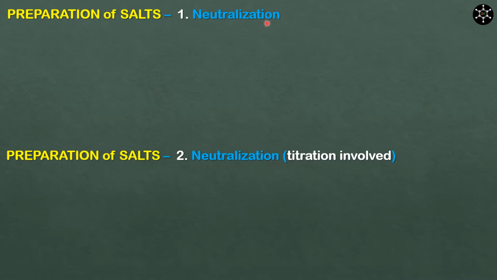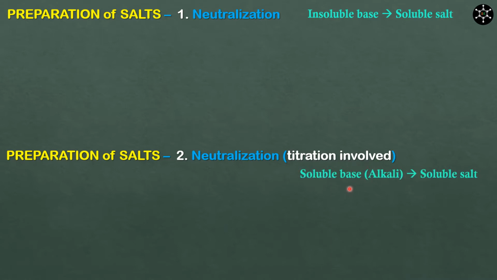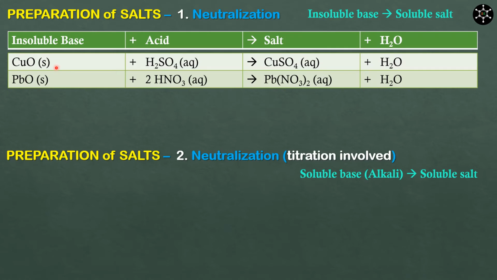Simple neutralization involves the conversion of an insoluble base to a soluble salt upon treatment with an acid. Under the titration method, we will be considering a soluble base, also called an alkali, which upon treatment with acid forms a soluble salt. As an example, we know that oxides of copper and lead are insoluble bases. When they are treated with strong acids like sulfuric acid and nitric acid, they form their respective salts.